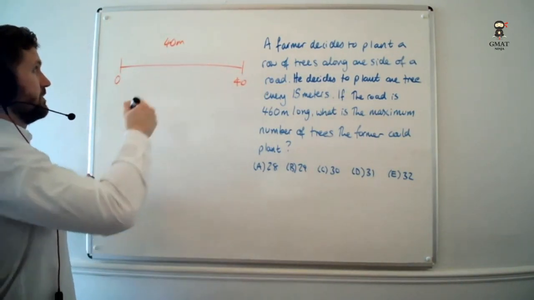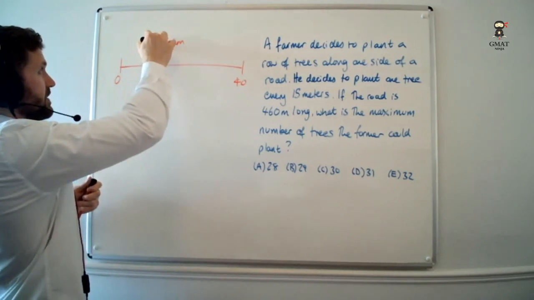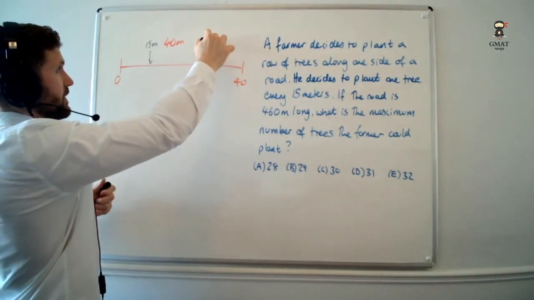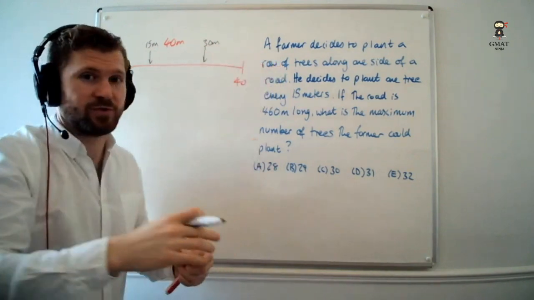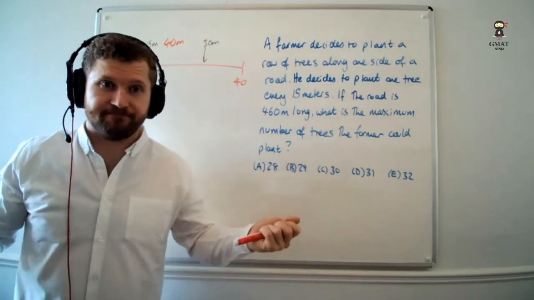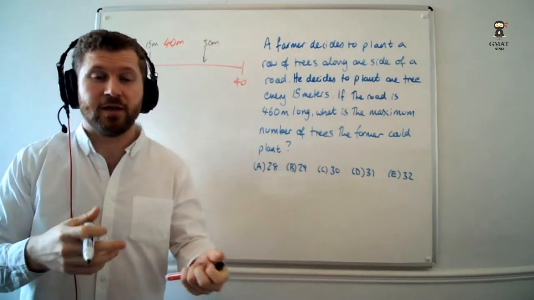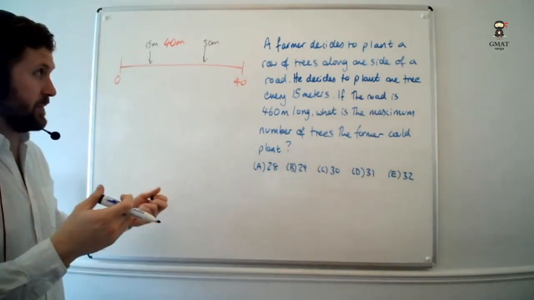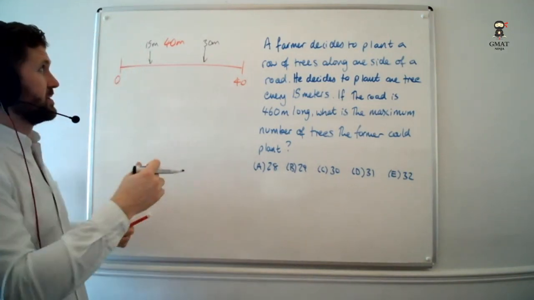So you might say, fine, I'm going to plant one tree at 15 meters, one tree at 30 meters. The next one will be at 45. The road's finished. I'm done. I can only get 2 trees in there. And yeah, it might be fair, but how about if we just shuffle things around a little bit?